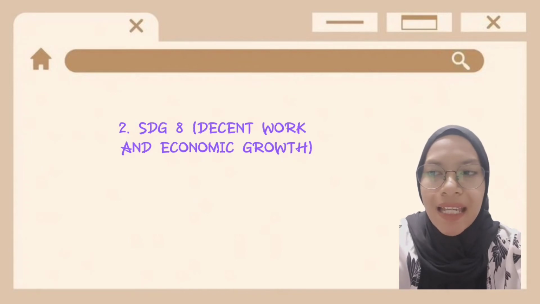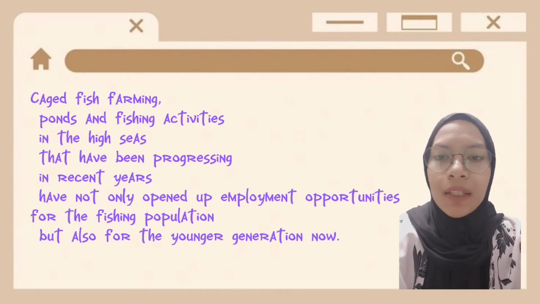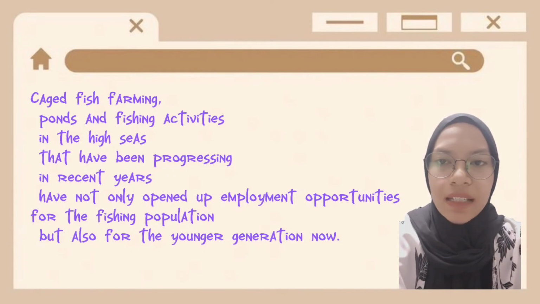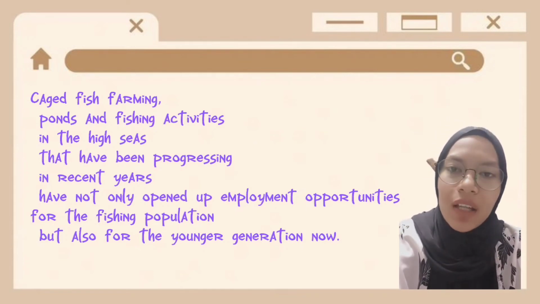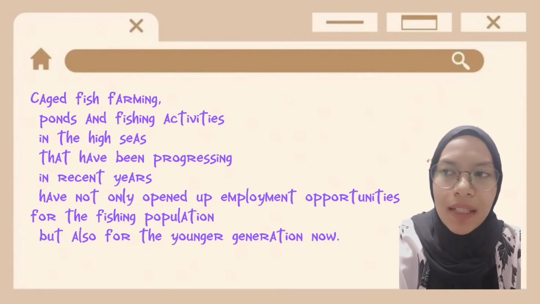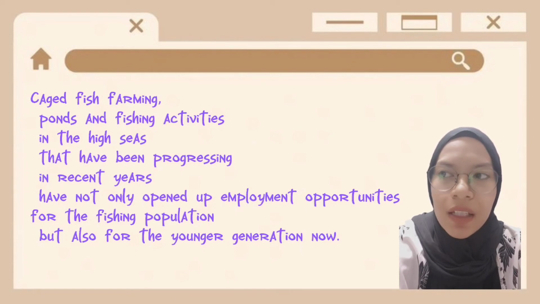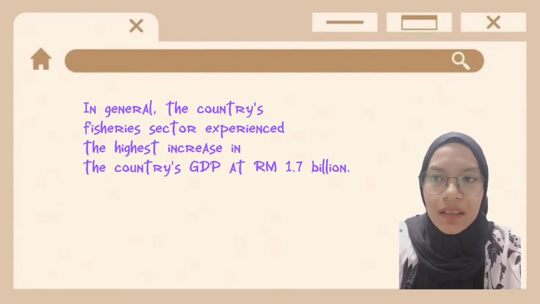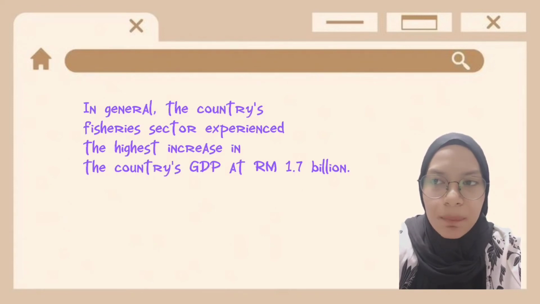Second, SDG 8, Decent Work and Economic Growth. Fish farming, ponds and fishing activity in the high sea that have been progressing in recent years have not only opened up employment opportunities for the fishing population but also for the younger generation. The more progress made by the government for fish farmers, the higher the employment opportunity provided, especially for the young. In general, the country's fishery sector experienced the highest increase in the country's GDP at RM 1.7 billion.